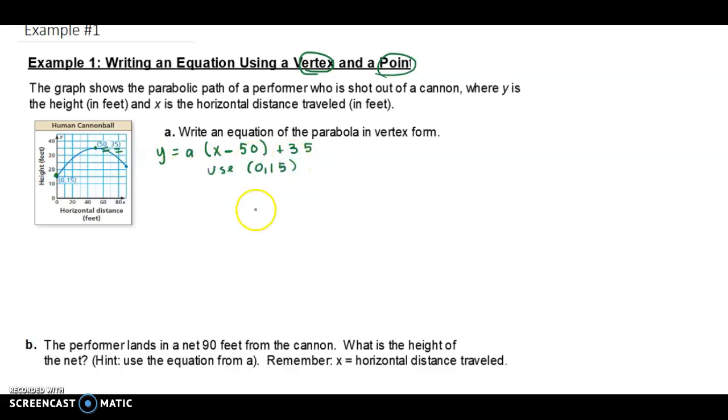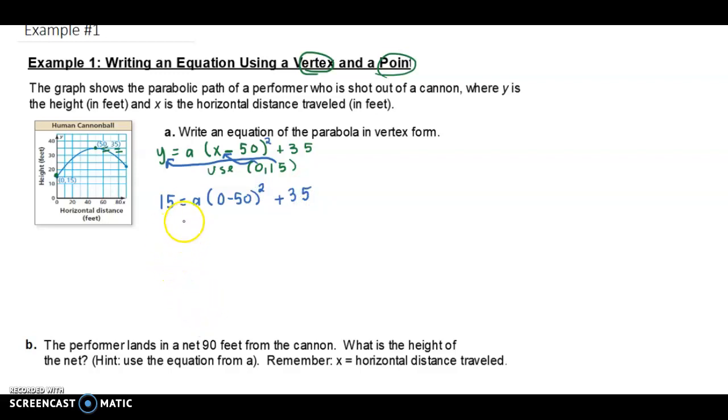Okay, and notice that this would be a solution to this problem because it lies on the line. So I'm just going to plug 15 in for y because that is my y value, and 0 in for x because that is my x value. Okay, so when I do that, I get 15 equals a times (0 minus 50). Guys, I forgot a square here. My bad. Squared plus 35.